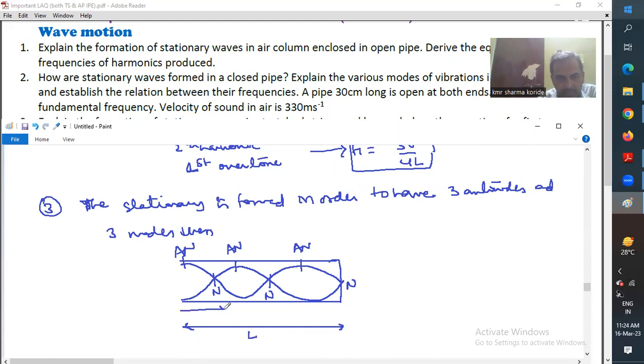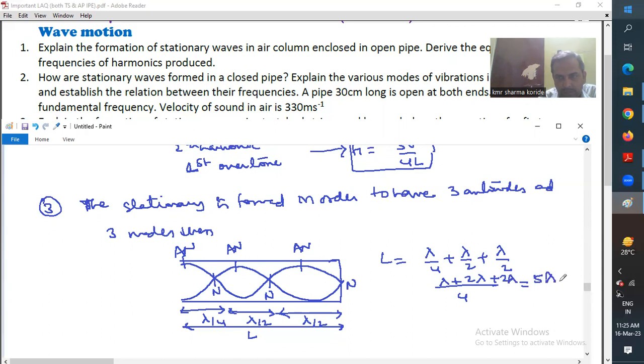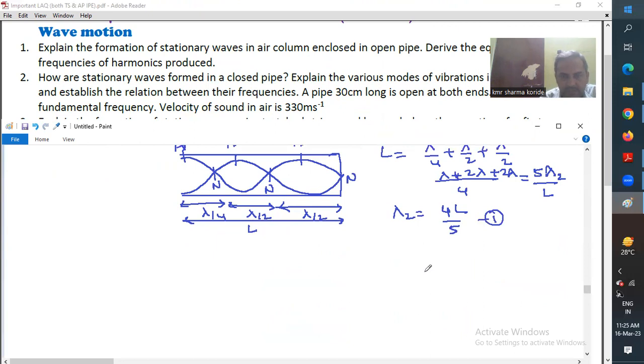So this is going to be lambda by 4, this is lambda by 2, and this is lambda by 2. Within the length of the pipe, lambda by 4 plus lambda by 2 plus lambda by 2. With 4 as the LCM, this is lambda, 2 lambda, and again 2 lambda, so together 5 lambda by 4 equals L. So lambda 2 is equal to 4L by 5. Call this equation 1 in this case.